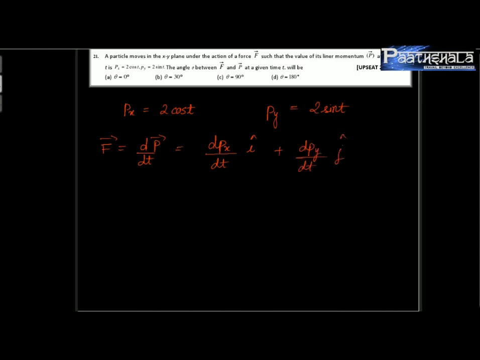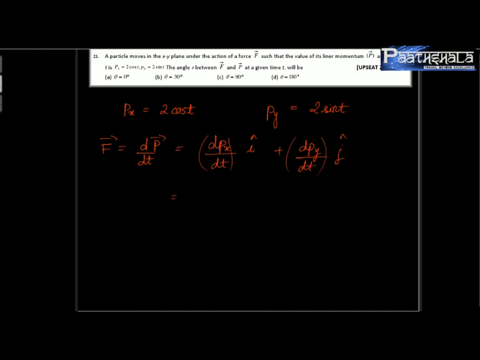A particle moves in the xy plane under the action of a force F such that the value of its linear momentum P at any time is Px equal to 2 cos t, and the y component Py is equal to 2 sin t. A few lectures from now we will be studying Newton's laws of motion, where we will know that the force is given as the derivative of the momentum. So this is going to be equal to dPx by dt i cap plus dPy by dt j cap.